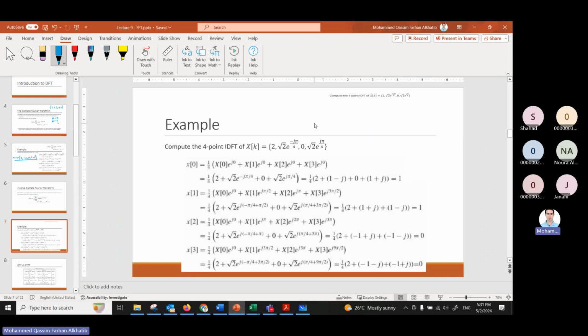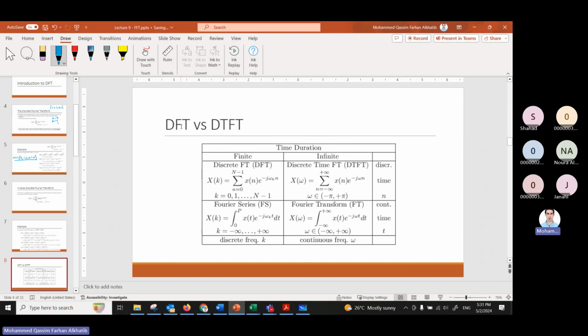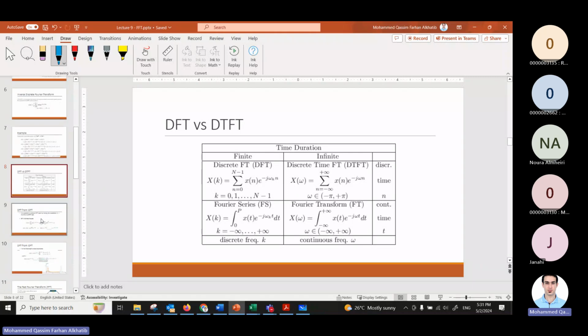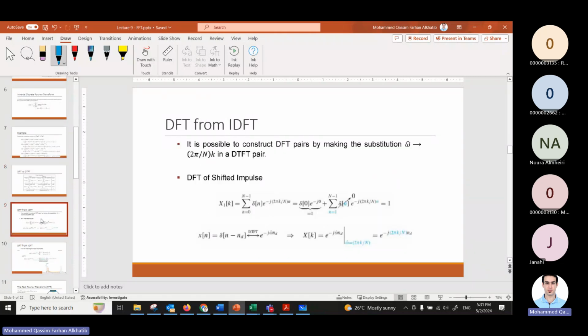So in the exam, make sure to practice both examples, because literally the scope of the exam will not be beyond these two concepts. Some pairs or some comparison between DFT and DTFT: in terms of time duration, the Fourier transform should be finite, and the Fourier series is the same thing. Discrete time, and same thing here. Let's not worry about these conceptual topics.